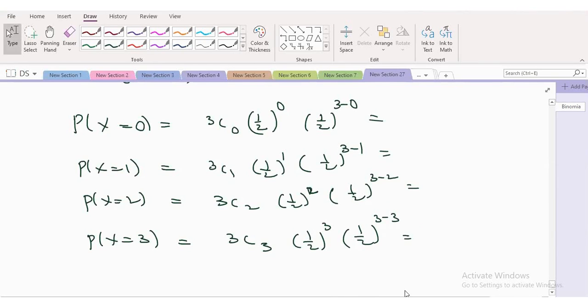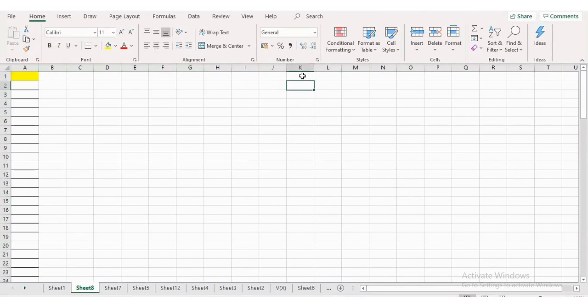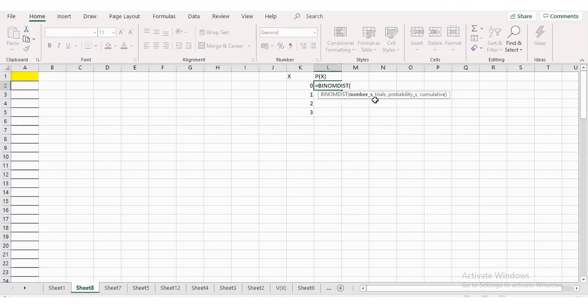So I can use Excel to do the job. Let me do it here. I'm writing x and probability of x. So the x can take 0 here, 1 here, 2 here, 3 here. Agreed? What is this? I think BINOM.DIST, right? Where is that function? Yeah, BINOM.DIST. What are the things? Number_s, trials. Numbers in the sense this one is the number.